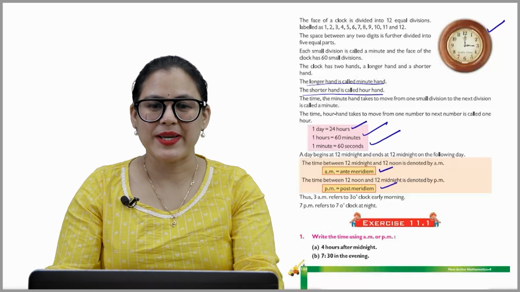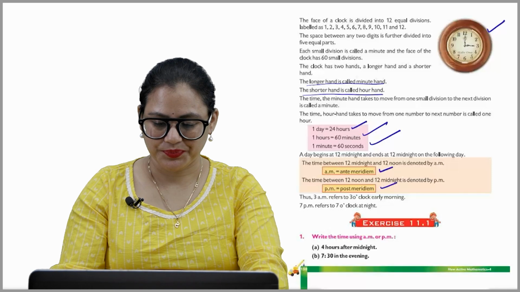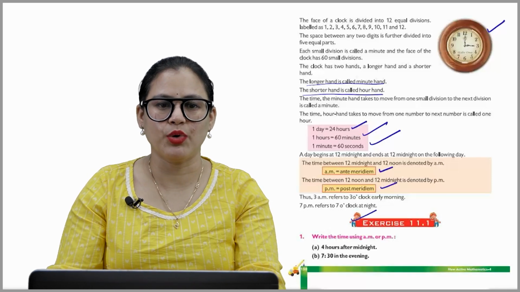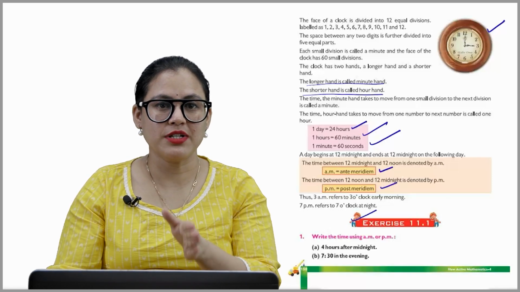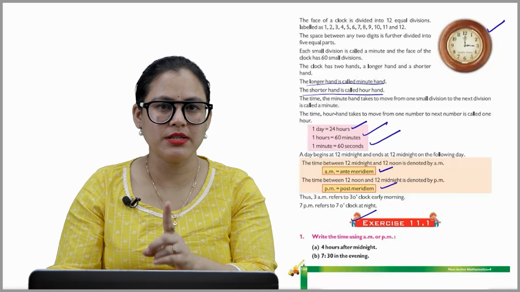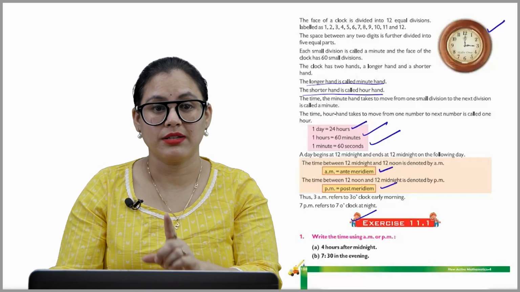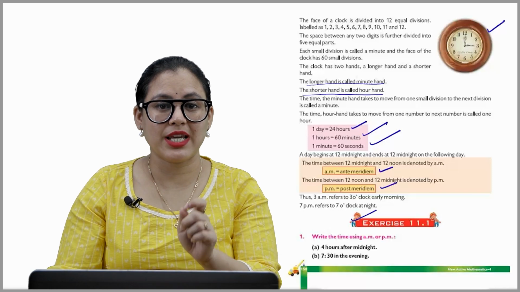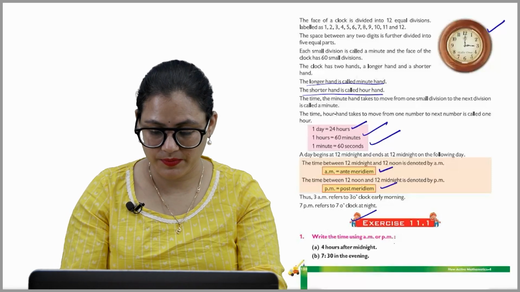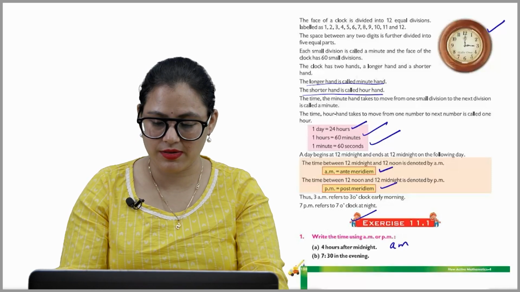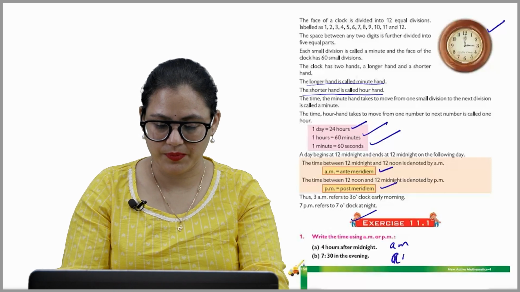Okay, let's do exercise 11.1. Write the time using AM or PM. 4 hours after midnight. Midnight means 12 midnight, and 4 hours after that, you have to tell just AM or PM. AM. 7:30 in the morning is AM.